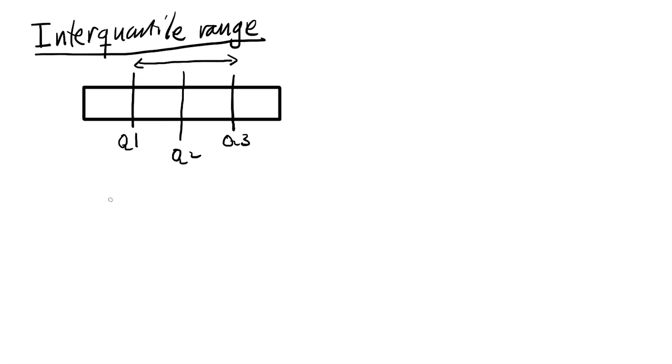But this is an intuitive idea. To make this a little bit more precise, let's define it exactly. First of all, let's find what quartile 2 is. Quartile 2 is the median of the whole thing, the median of the whole data set.